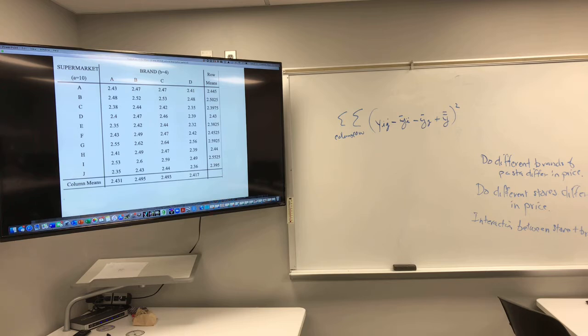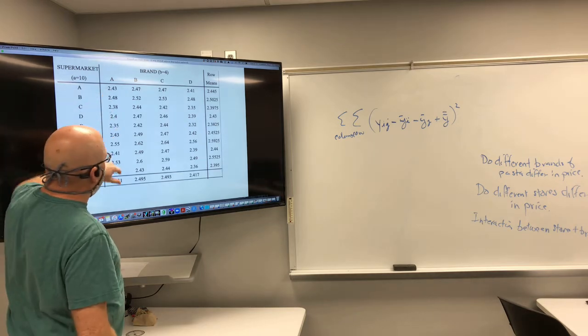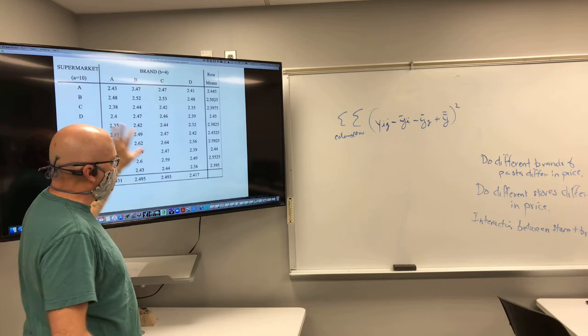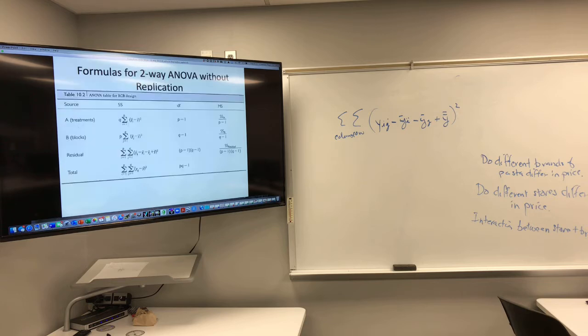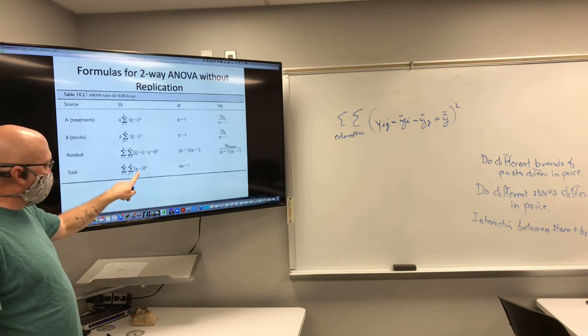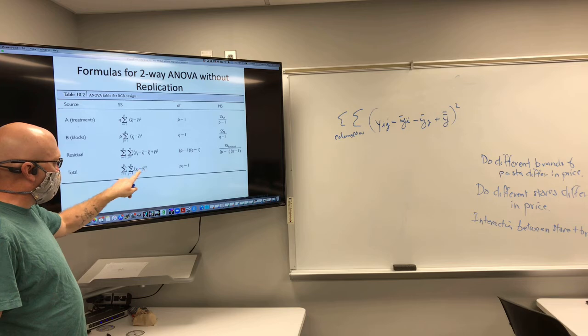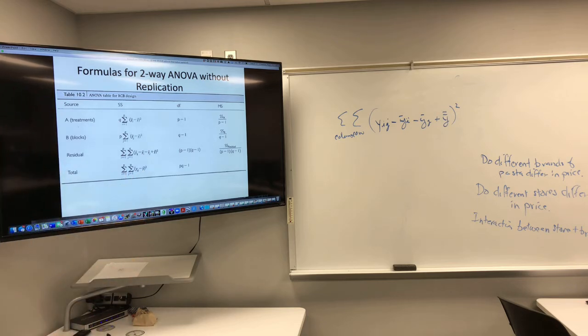I'm sorry, I told you that wrong. What I was just telling you was sum squares total. When you take each of these versus the grand mean, that's sum squares total. I had a mental slip. Sum squares total is each of the individual values minus the grand mean squared across all rows and columns.